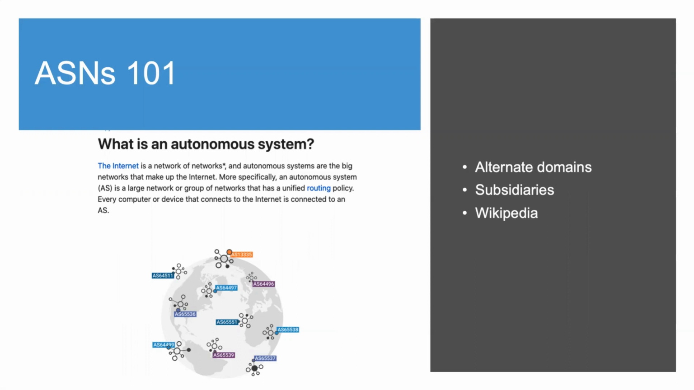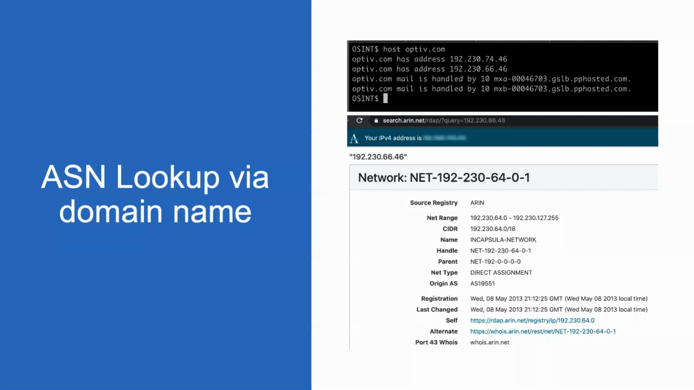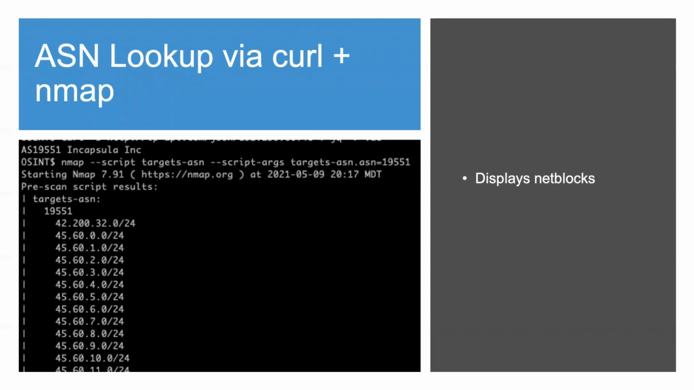As far as why this matters, you can look up alternate domain names. Names of subsidiaries can be used for subdomain enumeration, and you can also use Wikipedia to find out more information about that company and who they may have owned, which would then get you those subdomains. You can do additional lookups that way. Here's an example of using the original Whois lookup with ARIN to find the AS number of Optiv. You can't really see it at the top here, but basically I used the curl command to display the ASN number of Optiv.